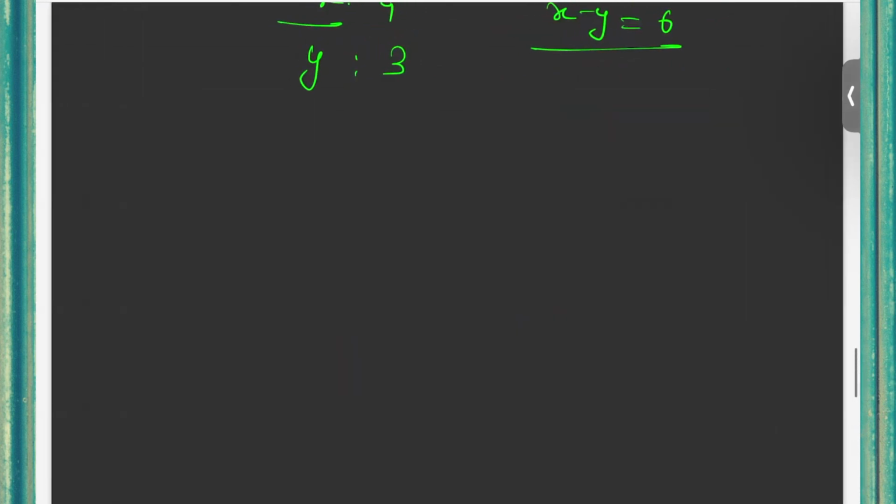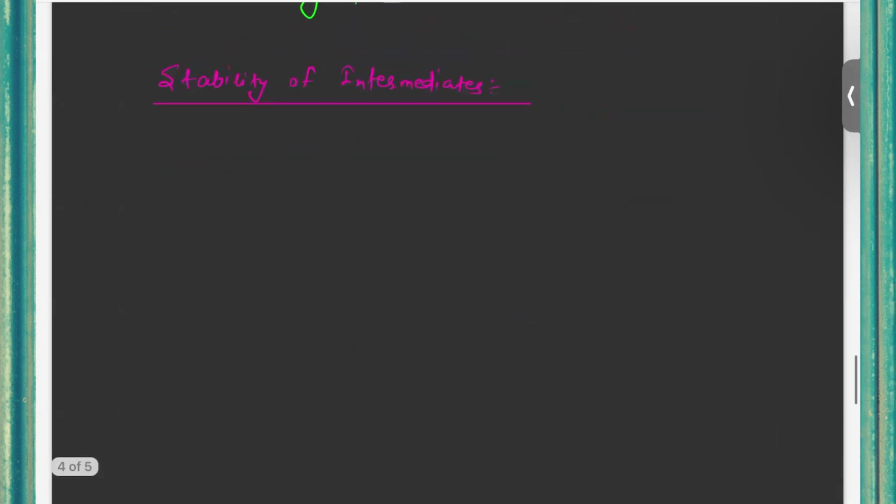Okay. So this is about the recognition of the group, right? Plus I and minus I. And now we will see its application. Actually, we can tell the stability of intermediates. Stability of intermediates means what are the intermediates actually? You can have carbocation, you can have carbanion, you can have carbon free radical.